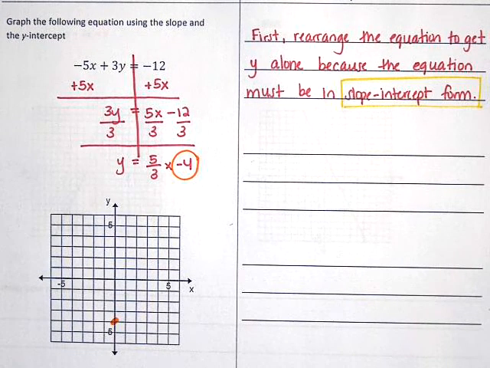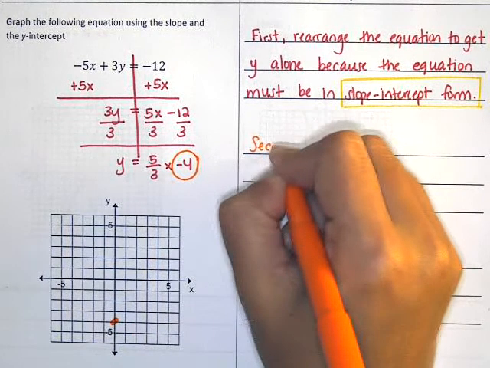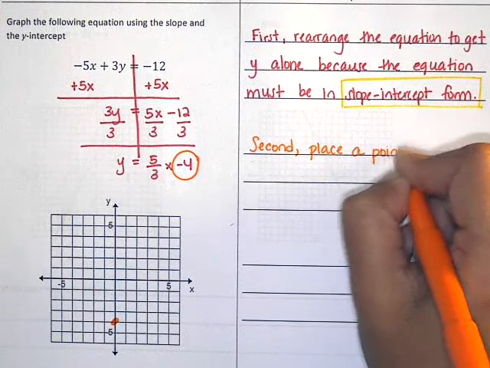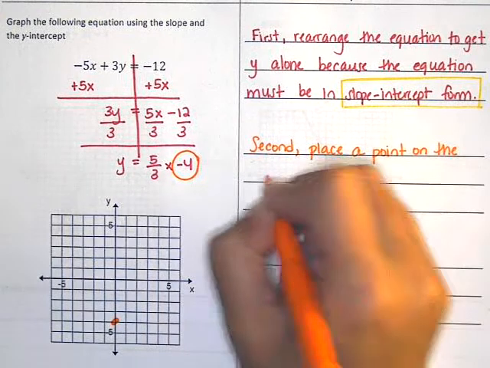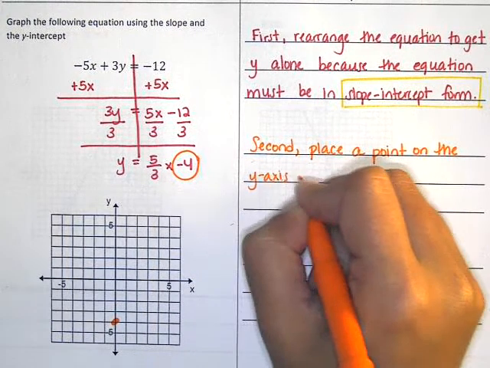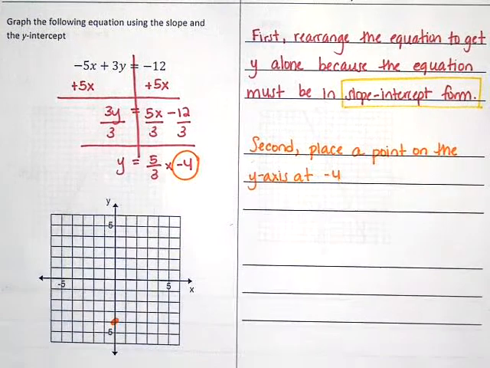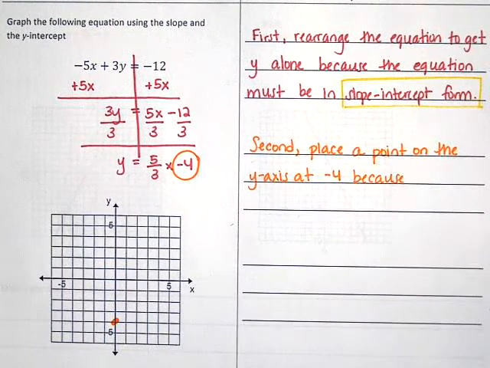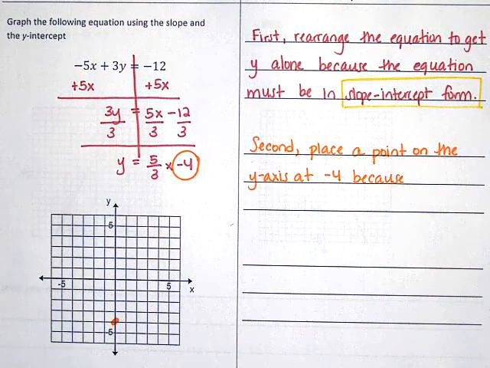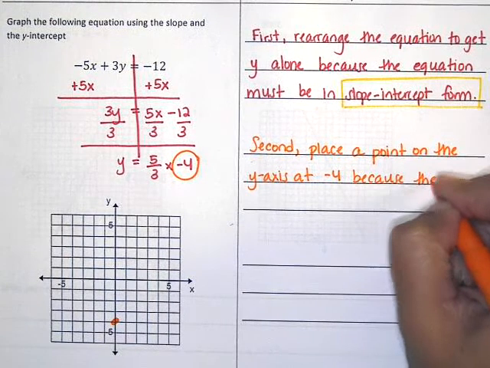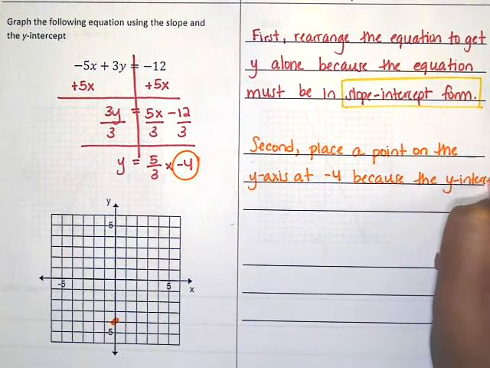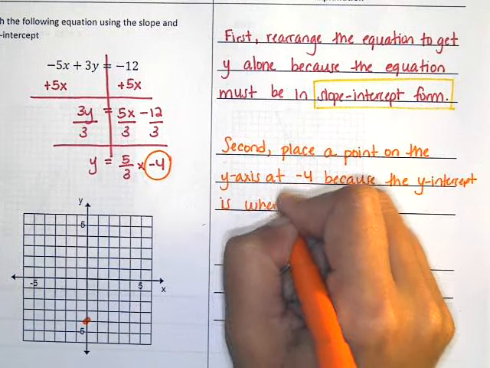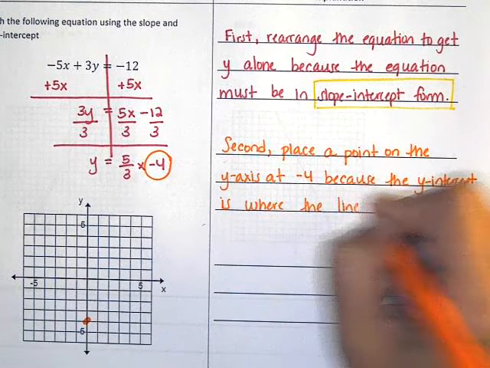Let's say that now in words. So second, place a point on the y-axis at -4. And we would say because the reason we're doing that is that is the y-intercept and it tells us where to begin. So we would say because the y-intercept is where the line begins.